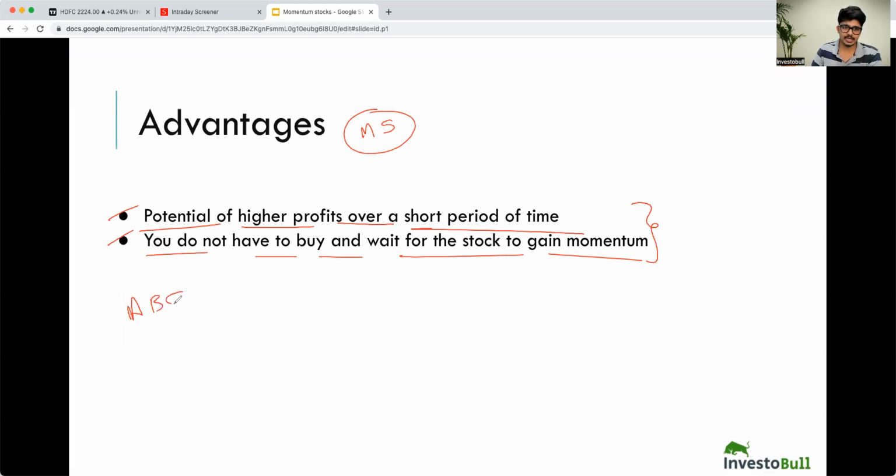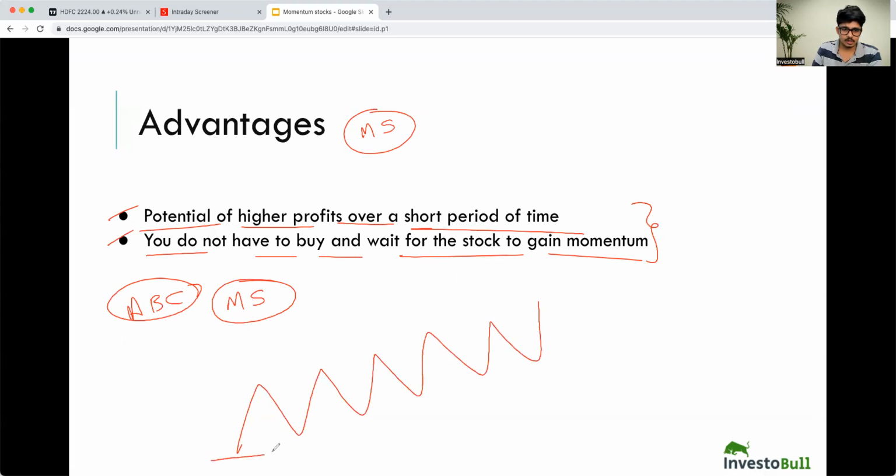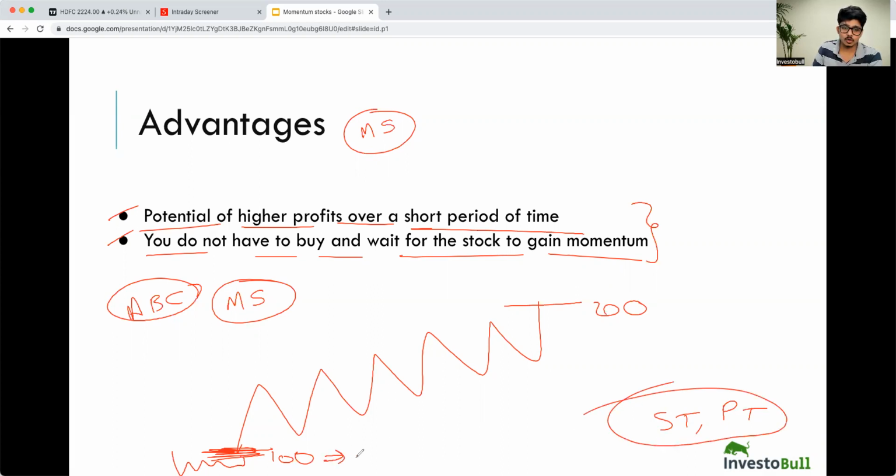Suppose there is a stock ABC. You'd like to take the trade based on the momentum strategy. Suppose the stock has rallied this way from 100 to 200. If you got a breakout somewhere at this specific place, what do we do in swing trades or positional trades? We try to buy low and sell higher.